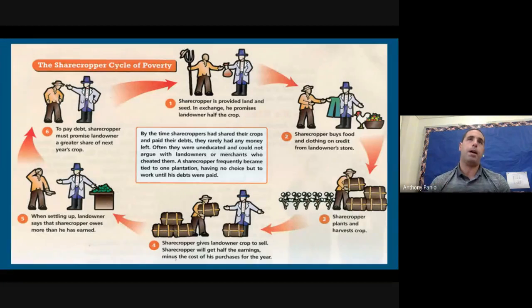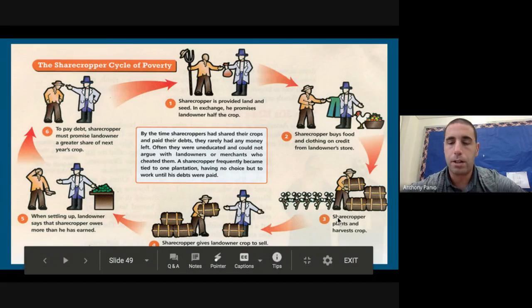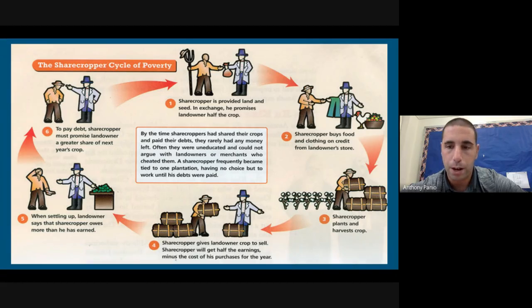On credit, which we'll learn about a lot in this class later on, means you're going to owe someone money. So you don't have the money at the time, so once you get paid, you're going to pay them back. If I gave Jason $30 on credit, I give him $30, I say, okay, just pay me back a little bit later on. That's me giving him credit for something. All right? So then the sharecropper is going to plant and harvest the crops. You have to wait for the growing season. Once it's all said and done and all the crops are done, the sharecropper, we're on step 4 now, gives the landowner the crop to sell.